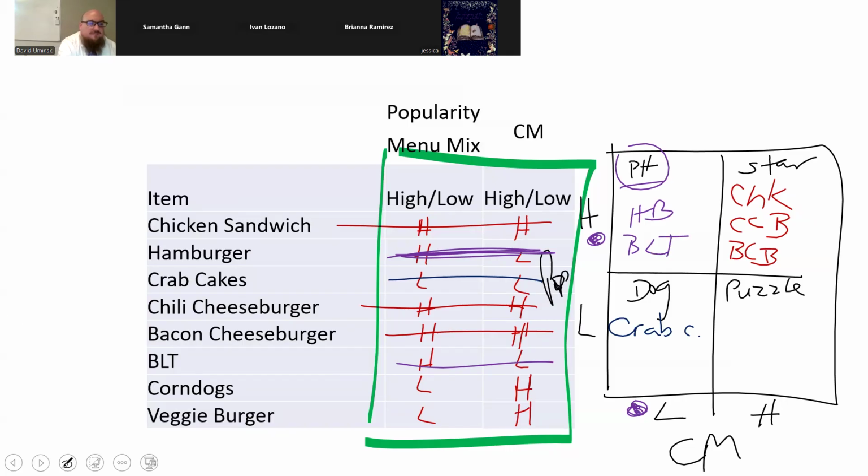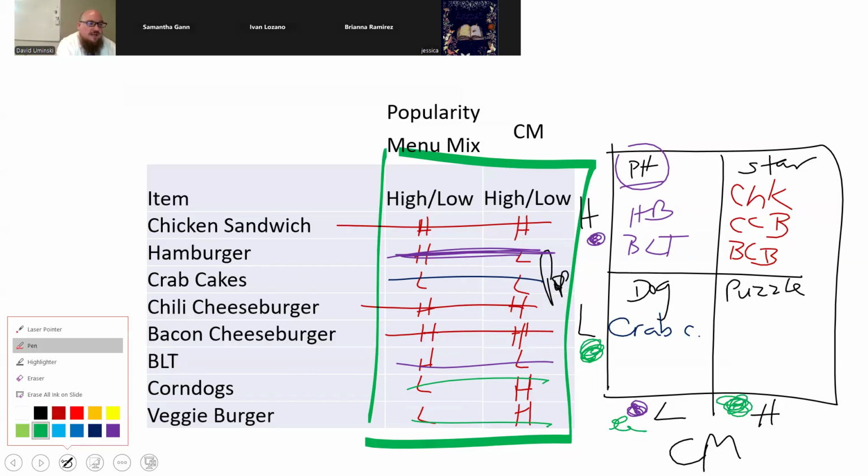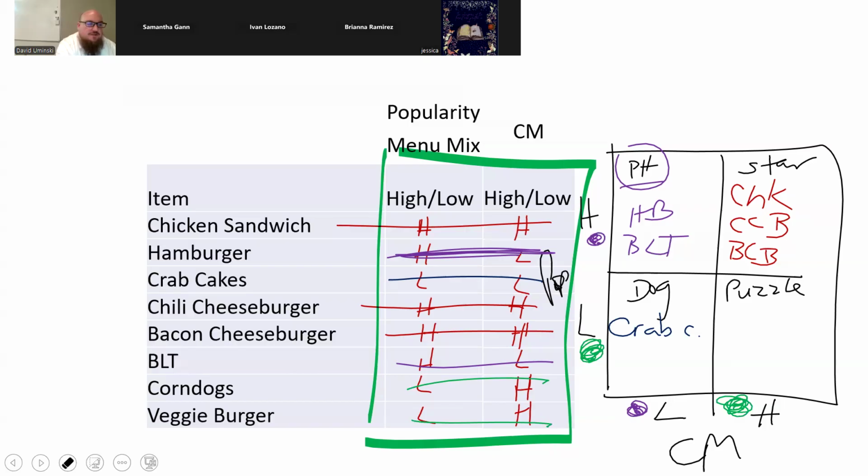And then finally, the last one is LH and LH. So low contribution, or sorry, low popularity, but high contribution margin, meaning it's above the average contribution margin. So that's going to be my corn dogs and my veggie burger.